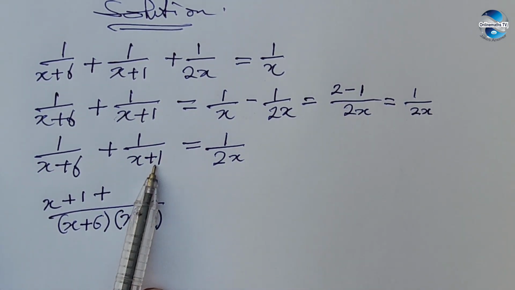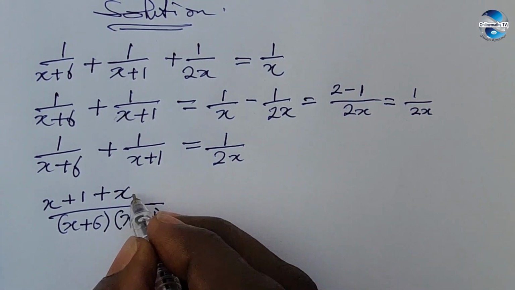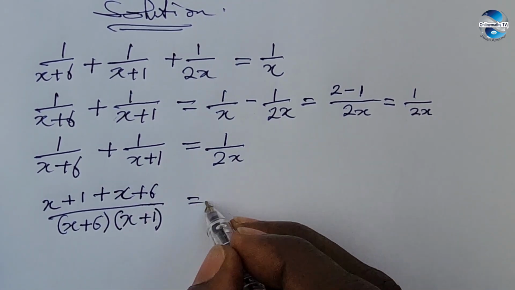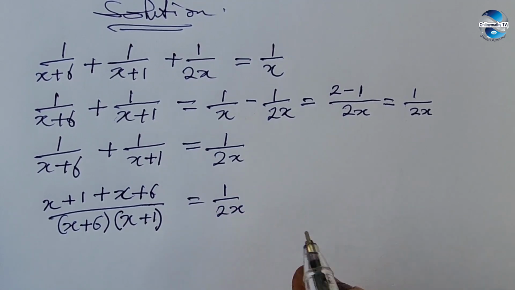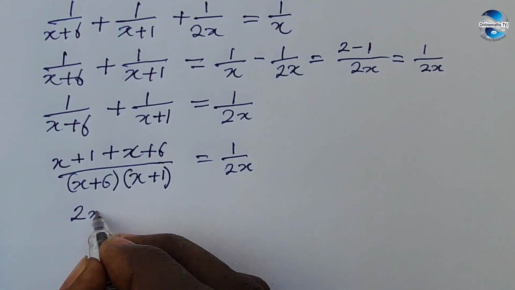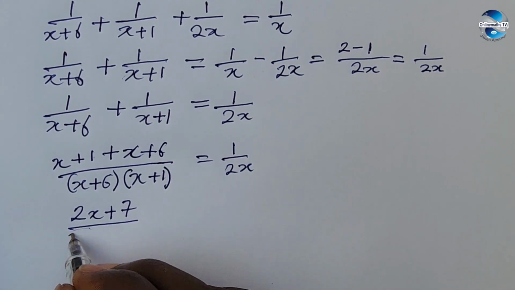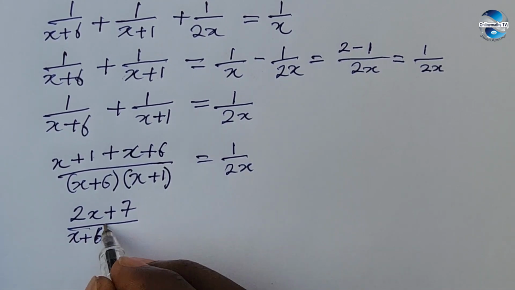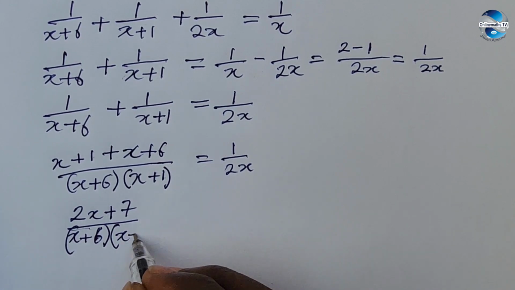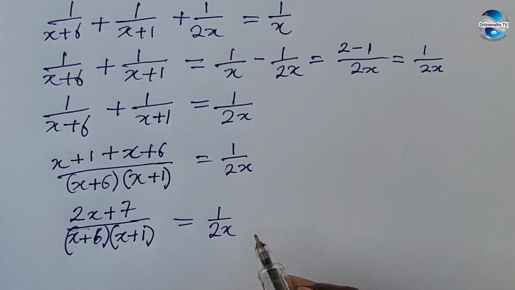Then we come to this denominator. We use this denominator to divide the LCM. If we use this to divide the LCM, we are left with what? x plus 6 times 1 will give us x plus 6, equal to 1 all over 2x. So let's simplify. This plus this will give us 2x, plus 1 plus 6 will give us 7, all over x plus 6 into x plus 1, everything equal to 1 all over 2x.